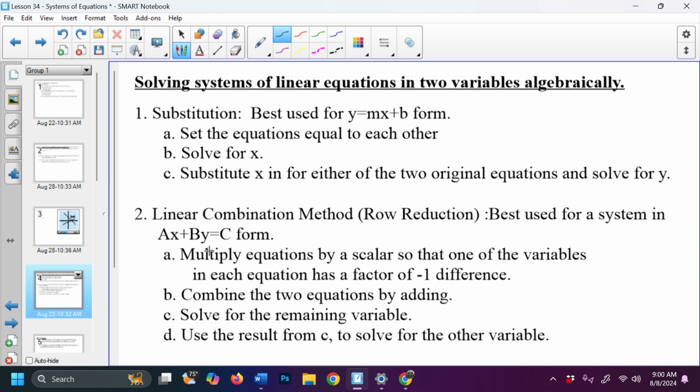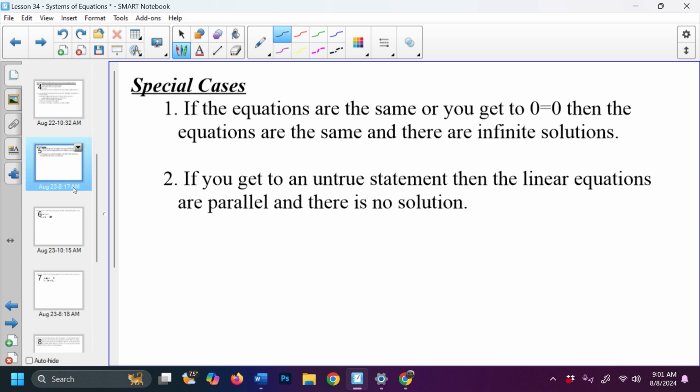And so what we're trying to get is one of these two coefficients in both the first equation and the second equation to be off by just a factor of -1. And what will happen if you get that, when you combine the two equations by adding, one of the two variables will cancel out and you can solve for the remaining variable. And then whatever variable we solve for, we'll use that result and plug in to solve for the remaining variable. Just some special cases that go along with that.